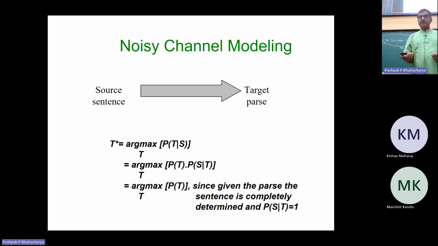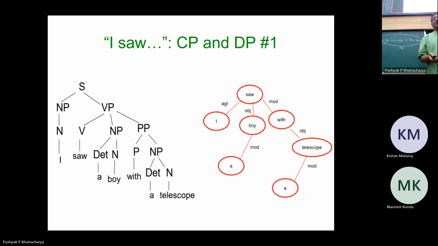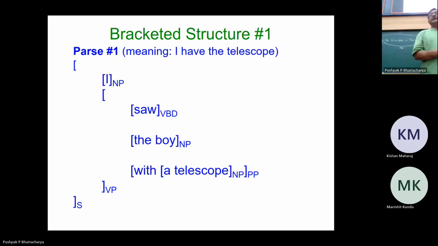So let's begin. Let's first ask what kind of data we need for probabilistic parsing. So the parse tree looks like this. We know that S goes to NP VP, and then V NP PP, and so on. And if it is a dependency parse tree, then we have the main verb, and then there are arguments linking with the main verb through different levels. So the data is called bracketed structure.